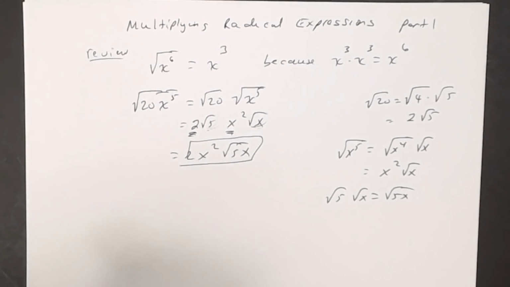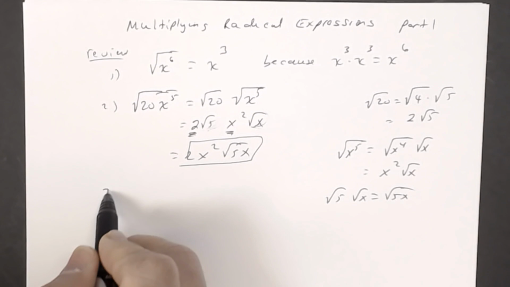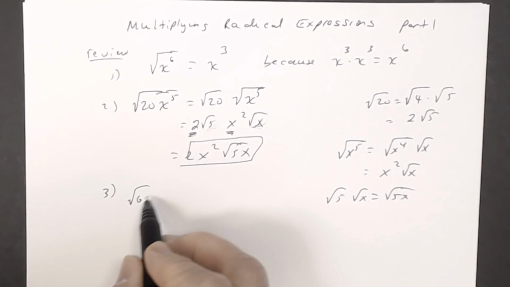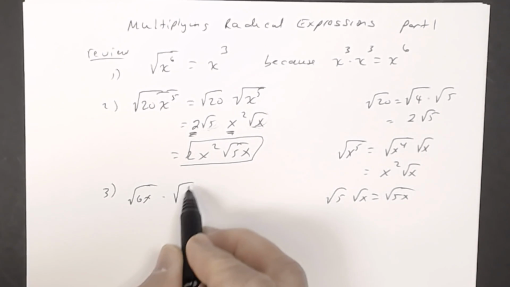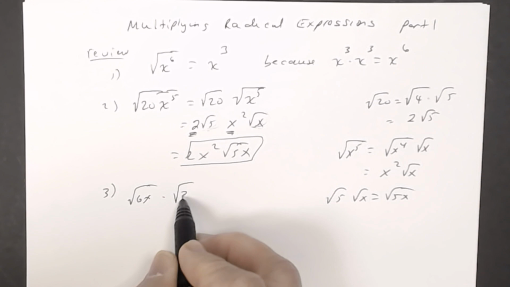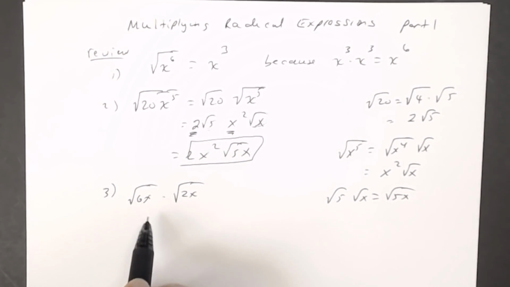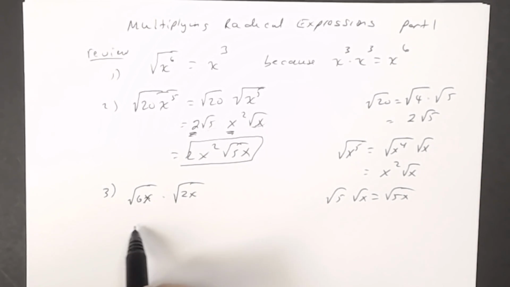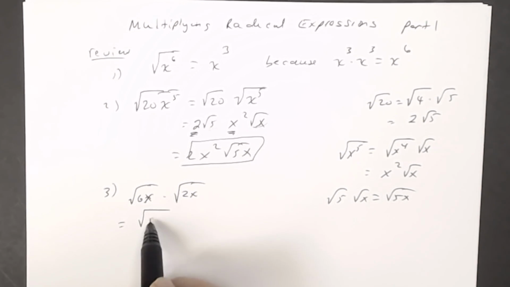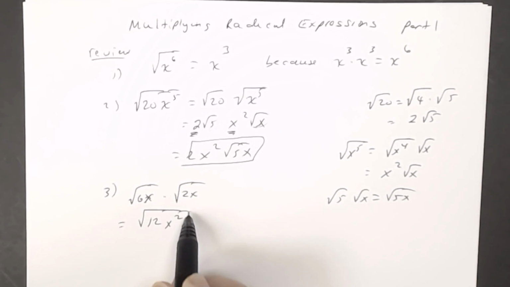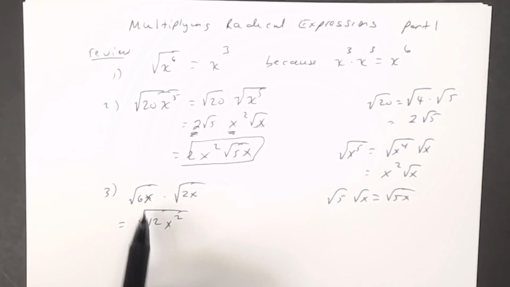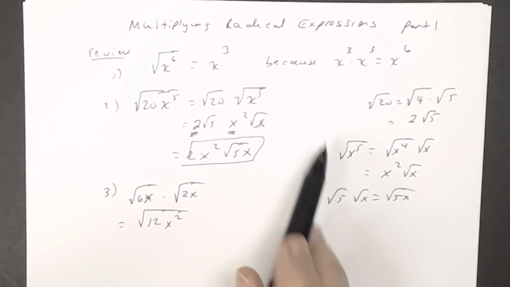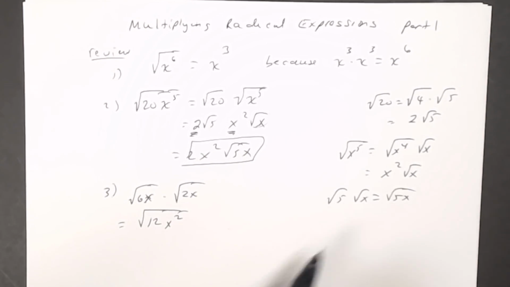Another thing you have to remember is that when you have the square root of 6x times the square root of, let's say, 2x, do y'all agree that's going to be the square root of 12 x squared? 6 times 2 is 12. x times x is x squared, right? And then that kind of looks like this, and so I can do some work on this side.